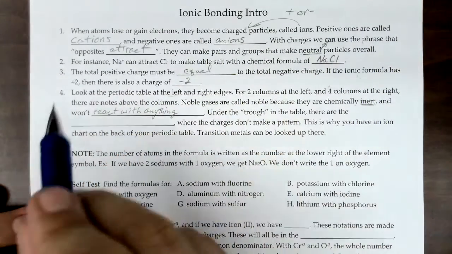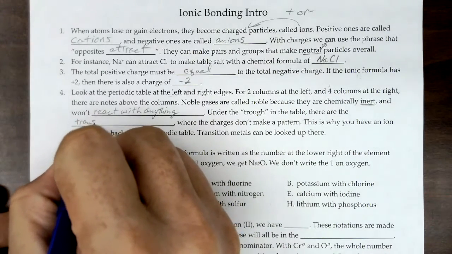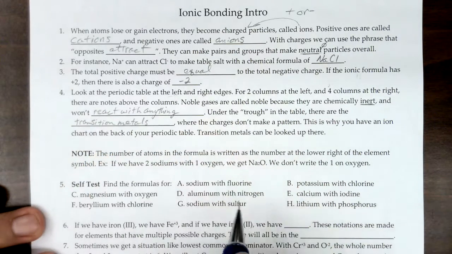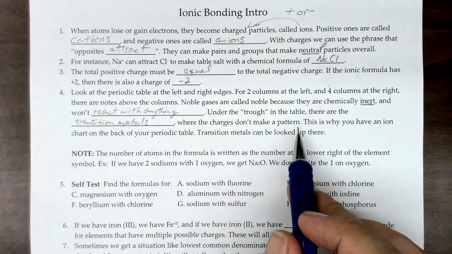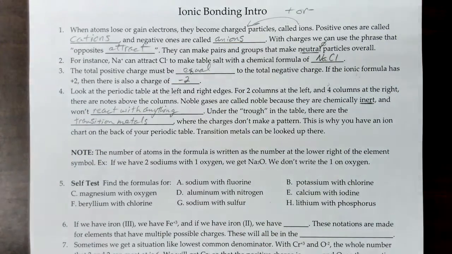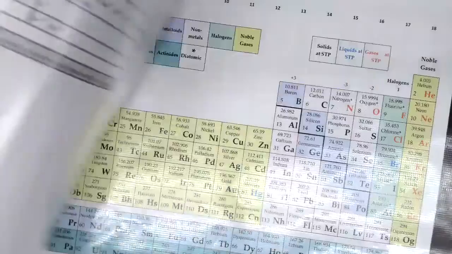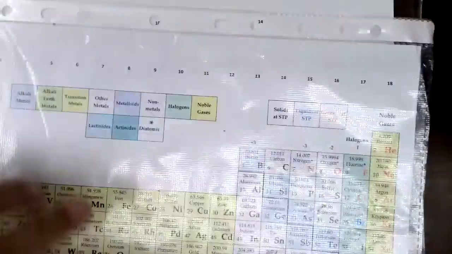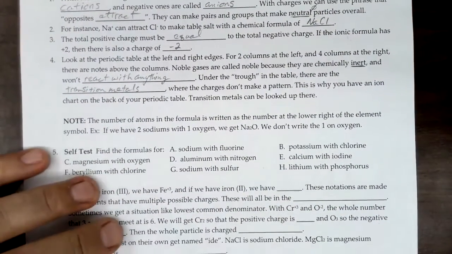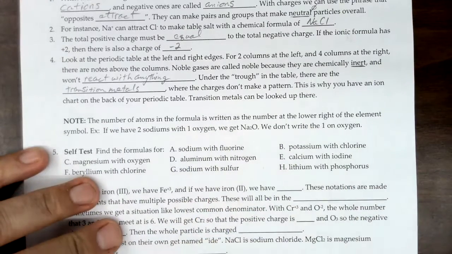Under the trough, that's the dip down, there are the transition metals, where the charges don't make a pattern. So kids ask me, what do I do about the charges way down there in that big space down here? And the answer is you look it up on the back. That's why we have that. I've never discovered a pattern down under the trough. This is why you have an ion chart on the back of your periodic table. Transition metals can be looked at there.